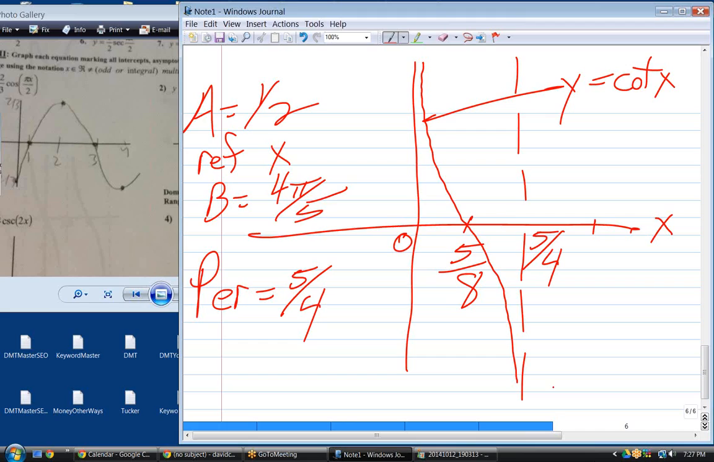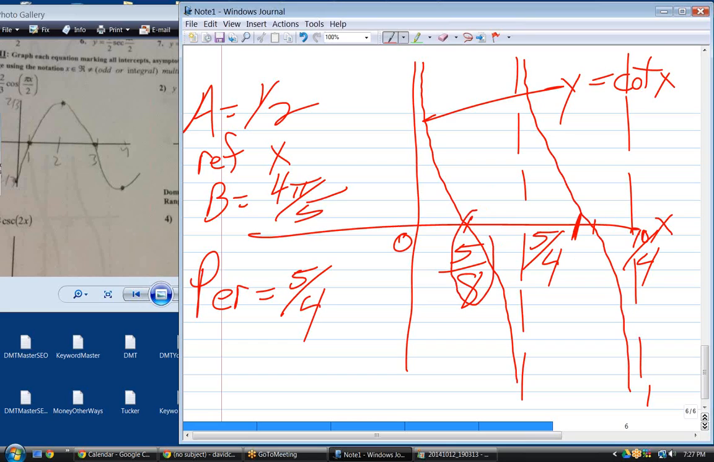I don't know. Well, it's 1 period over. In other words, this next period is also going to have a period of 5/4. So this has to be 5/4 plus 5/4, or 10/4 right there, and it's going to look like that. So what is this midpoint? It's 5/8 plus 1 period. 5/8 plus 5/4 is 5/8 plus 10/8. That's 15/8.